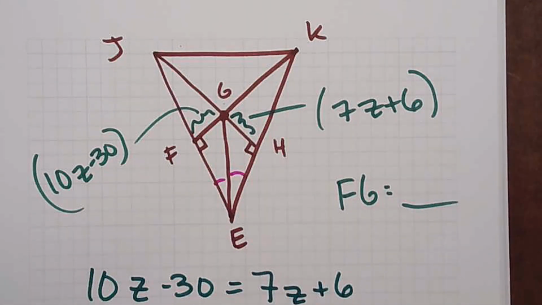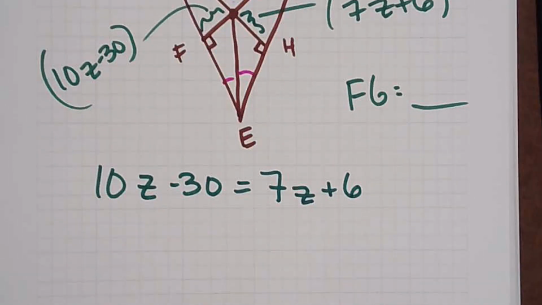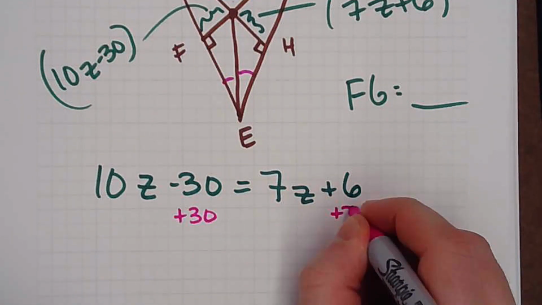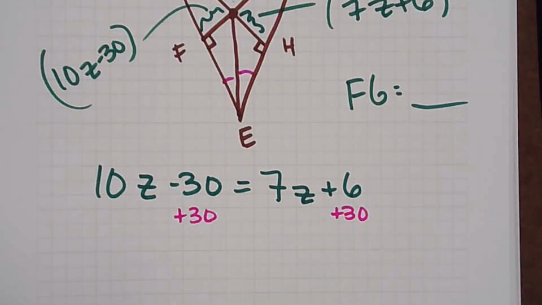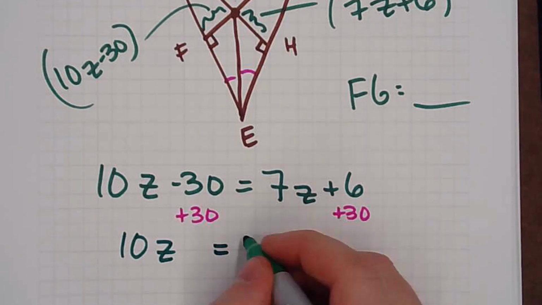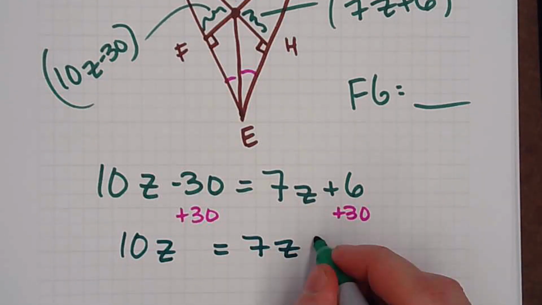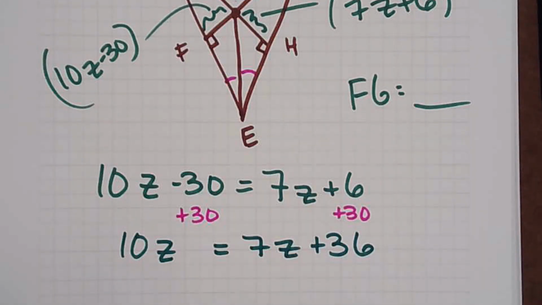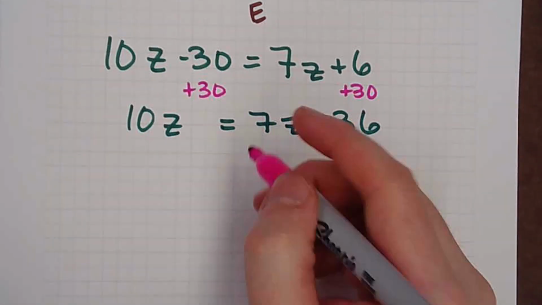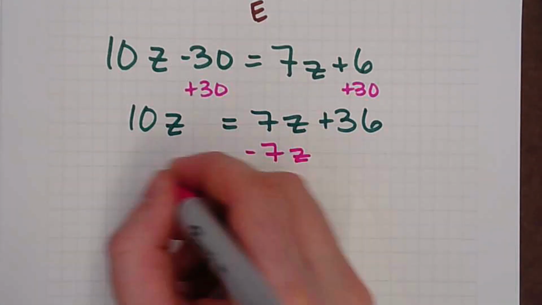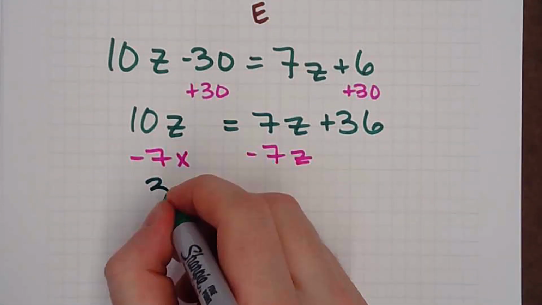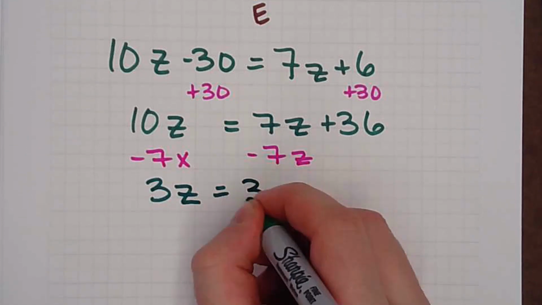And now we're just going to do math to solve for z. So first step is I'm going to add my 30 over here. And what I get next is this: 10z equals 7z plus 36. And then I'm going to do something that's a terrible idea in real life, but a great idea in math. I'm going to get my z's together. So I'm going to move this over with this. And when I do that, I get 3z equals 36.